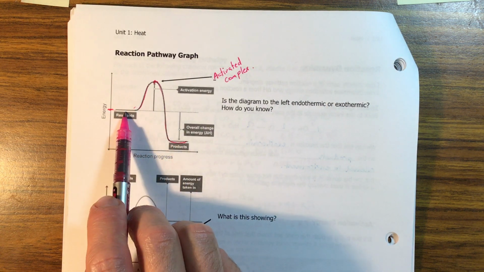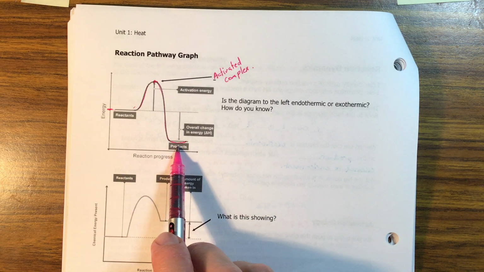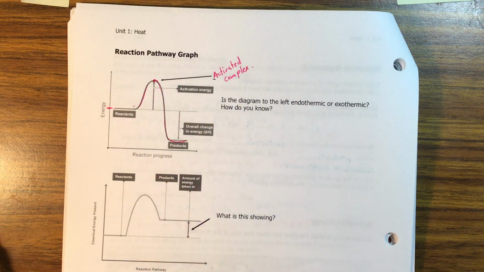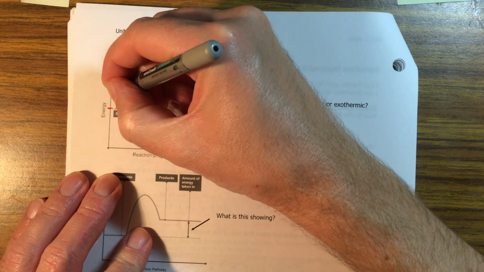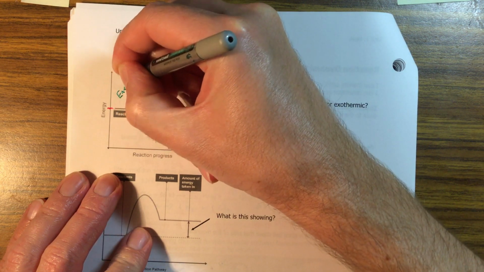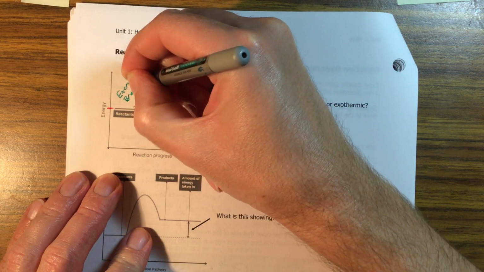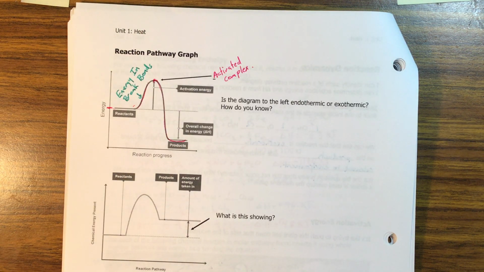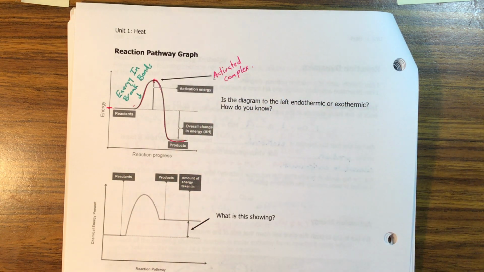Okay, so the reactants started at a certain amount of energy. The products end up at a different amount of energy. And you have to put energy in. So we're going to make a note that this section of the graph right here, this is energy in. Break bonds. That's energy in. The bonds are being broken. The chemical is getting more energy. The activated complex is the most energetic state.